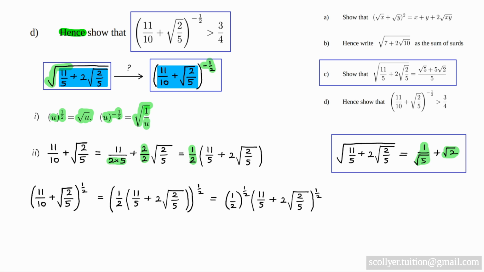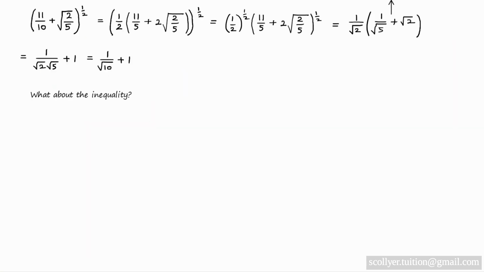We distribute the half power over the product, and we can rewrite that as 1 over root 2, which is 1/2 to the power 1/2, times 1 over root 5 plus root 2, using the relationship in the blue box, and bearing in mind that a half power corresponds to a square root. And multiplying out the brackets, we get 1 over root 2 root 5 plus 1, which simplifies to 1 over root 10 plus 1.